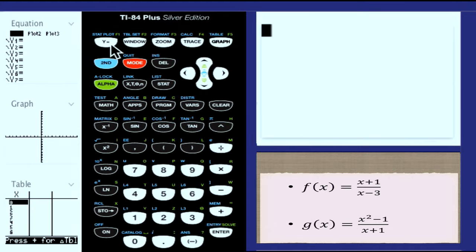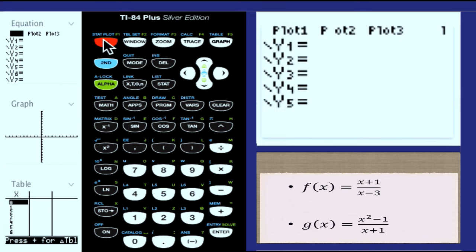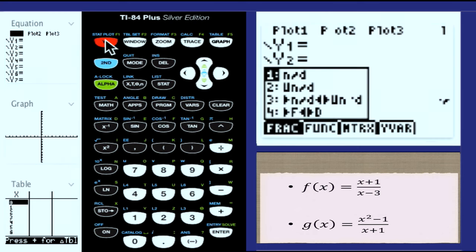You're going to type in the y equals button, which is at the top of the screen. And now note, because a rational function is a fraction, let's use our shortcut for our fraction button, which is the green button, alpha, and then the y equals. So it's basically the green button and F1. That's going to access these shortcuts.